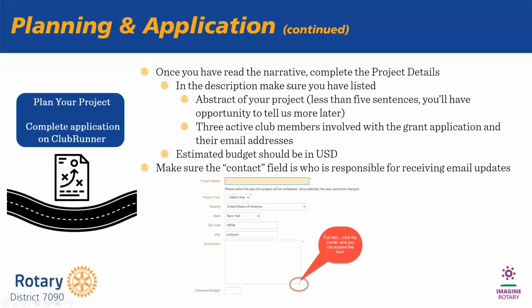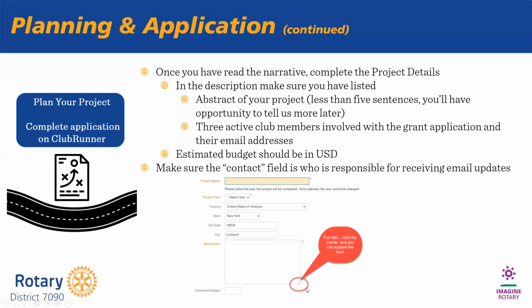Once you have read the narrative, complete the project details. So you can put in the project name, select the project year. I think this is auto-populated. And then the description. Again, we're not looking for academic papers. Really 1 to 2 sentences for the description is all we need at this point. The reason we ask for 1 or 2 sentences is because when we submit it to RI, we have to give them an abstract. There's a character limit. It's about 2 sentences. And this is the description we use to submit to Rotary International.